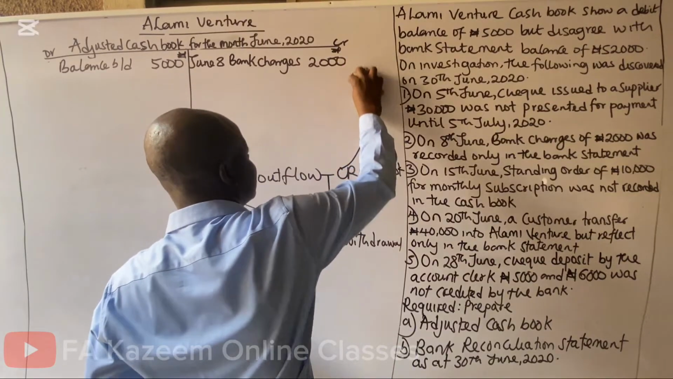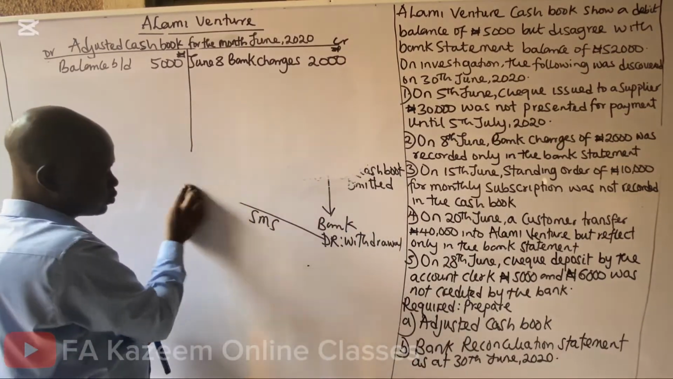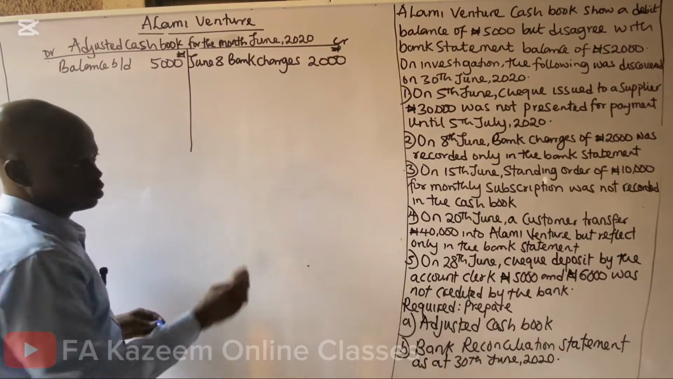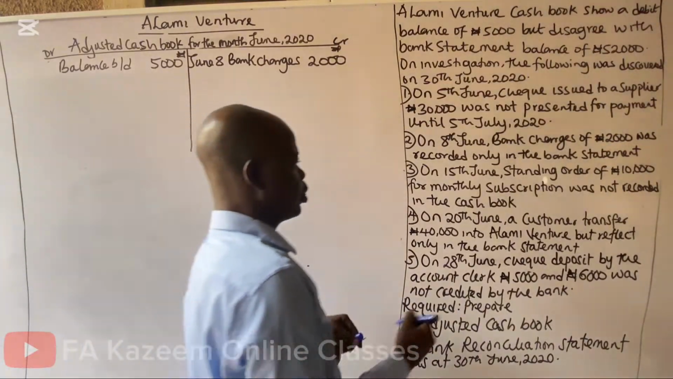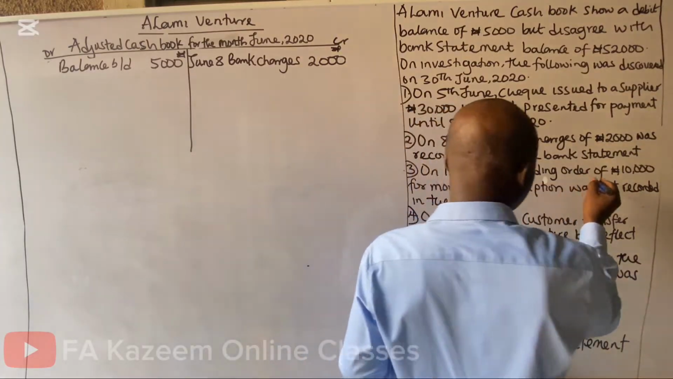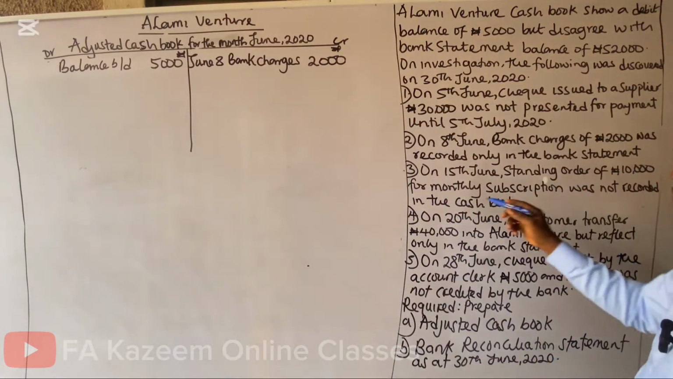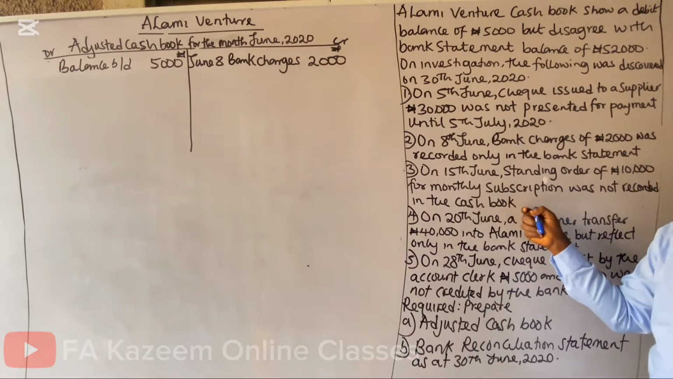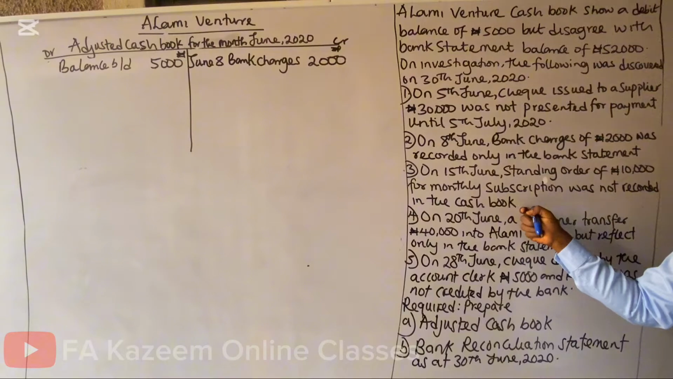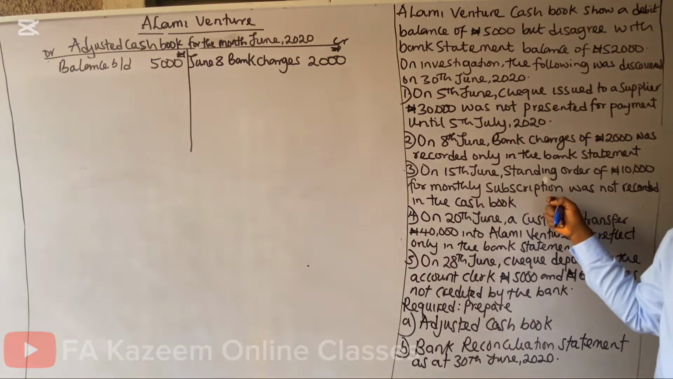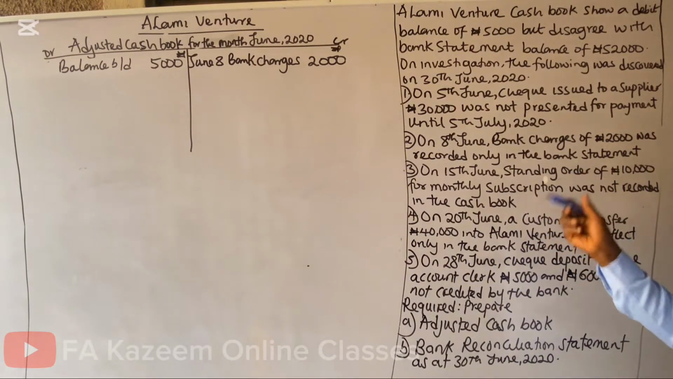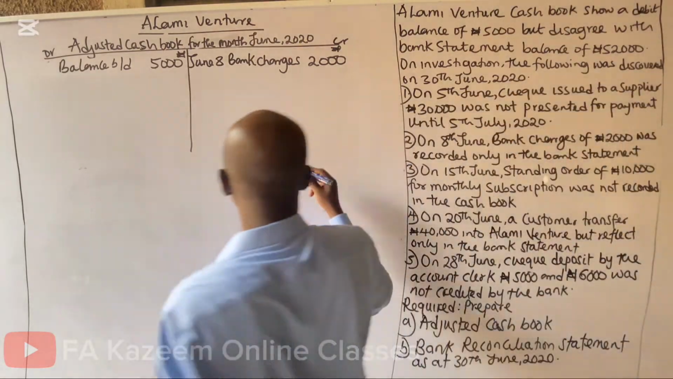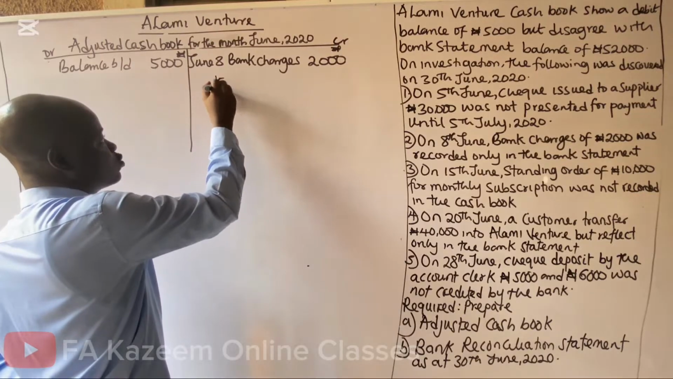Let's look at number 3. On 15 June, a standing order of 10,000 naira for monthly subscription was not recorded in the cash book. That's another omission again on the part of the cash book. Standing order for monthly subscription. Meaning there's another payment, which is the monthly subscription on the 15th, and it was also omitted. We have to help the customer to record it.